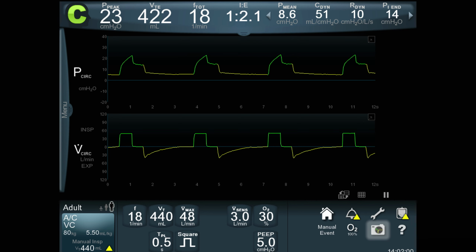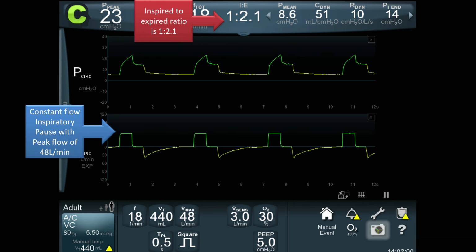In this example, you can see that the patient has an I to E ratio of 1:2.1. There is constant flow with a peak flow of 48 litres per minute. You will notice that there is an inspiratory pause on the settings tab, and this is for 0.5 seconds. So this is time-cycled volume-controlled ventilation. From these data, you can figure out that the inspiratory time is approximately 1 second and the inspiratory flow is delivered in half a second with a half-second pause.